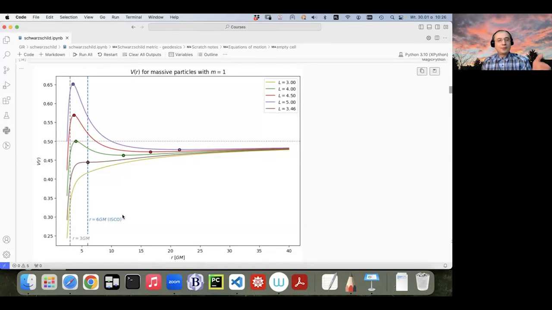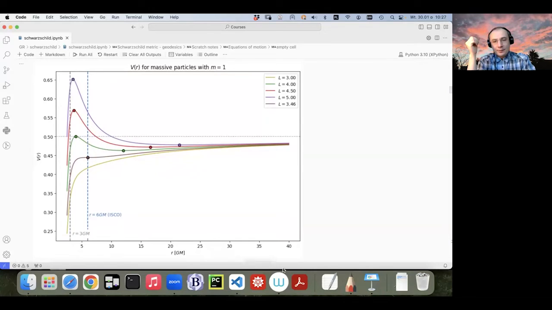The existence of this type of innermost stable circular orbit is in fact quite important for the theory of accretion disks around neutron stars and black holes. An accretion disk which is not very strongly radiating basically consists of particles on almost exactly circular orbits, but these exactly circular orbits don't really exist past this r equal to 6m, so we expect the disk to terminate somewhere in this area.